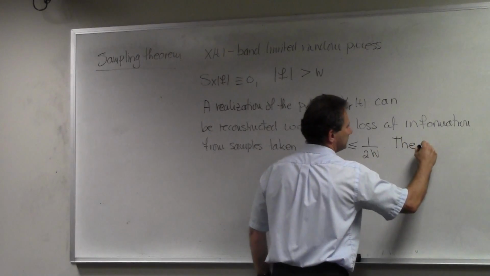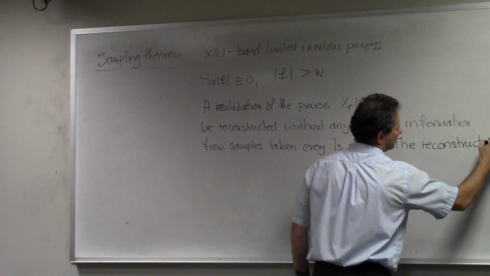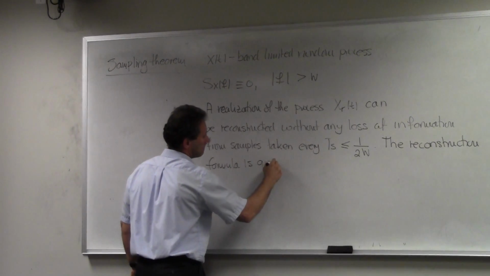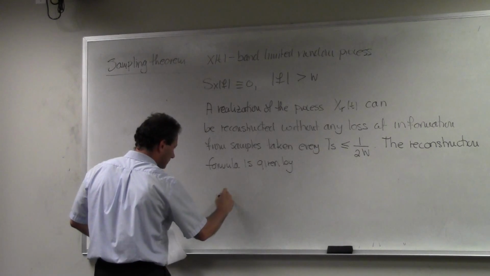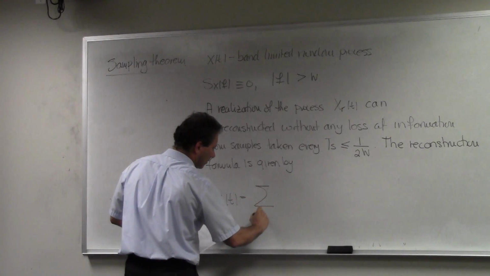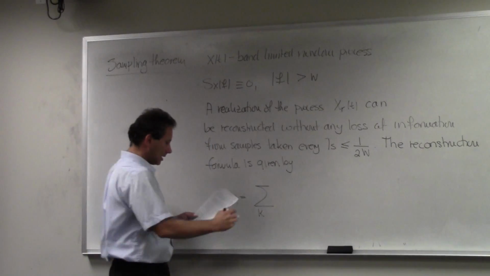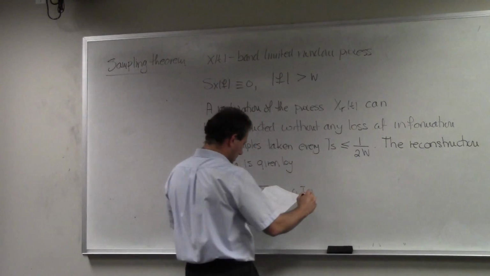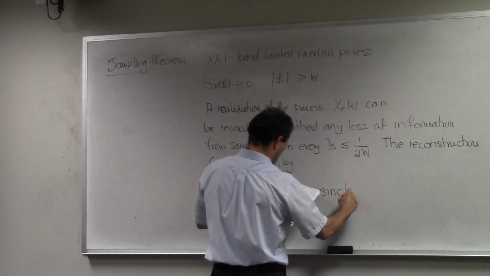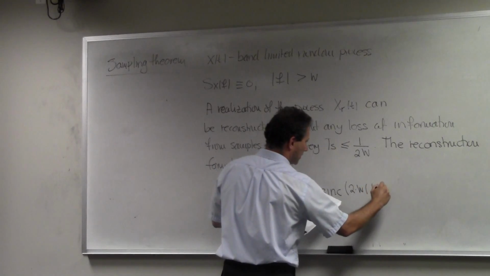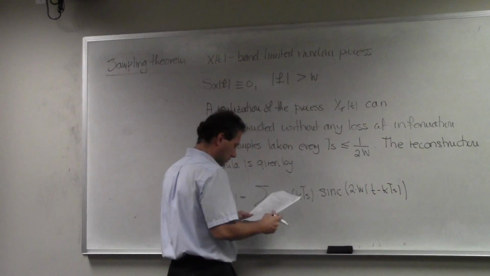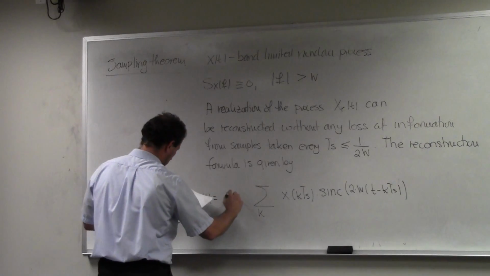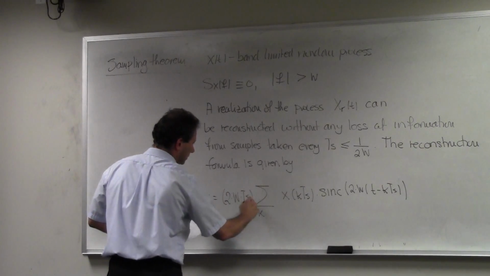The reconstruction formula is given by x of t equals the sum over k, where k is the running number of samples, of x of kT_s, the sample at the kth point, times sinc of 2W times (t minus kT_s), and then there's this factor here, 2W times T_s.